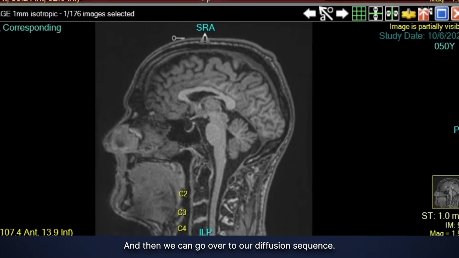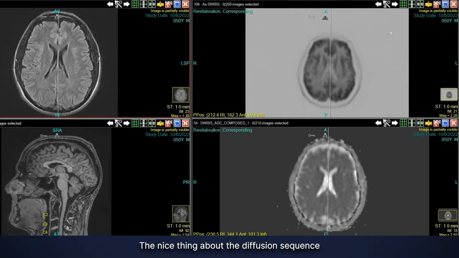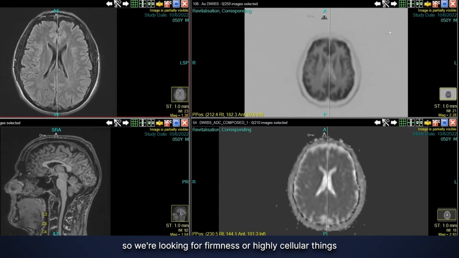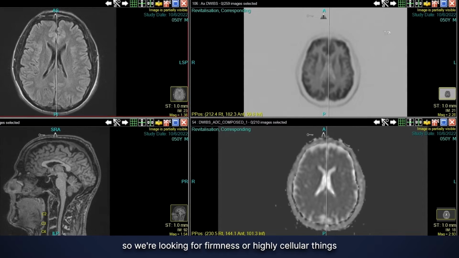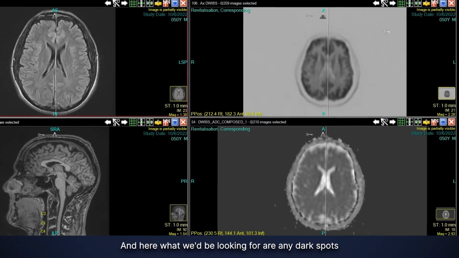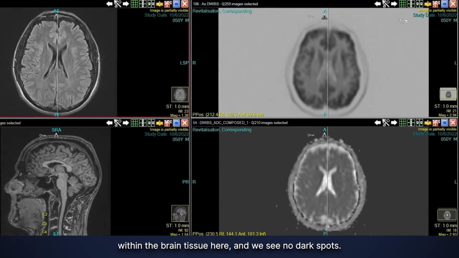And then we can go over to our diffusion sequence. The nice thing about the diffusion sequence, it acts as a functional sequence for us. So we're looking for firmness or highly cellular things like tumors or acute strokes. And here, what we'd be looking for are any dark spots within the brain tissue here. And we see no dark spots.